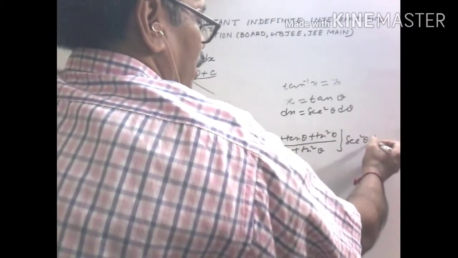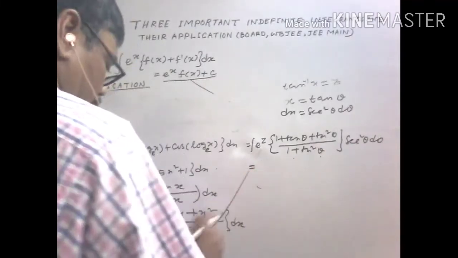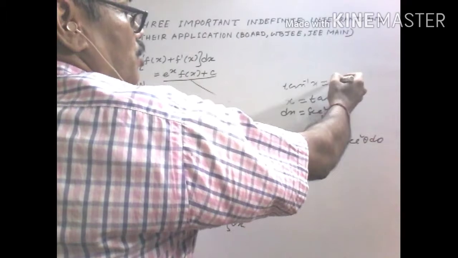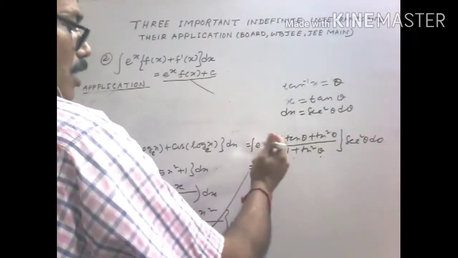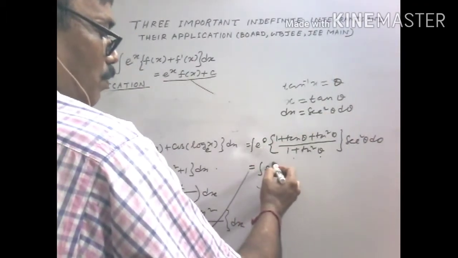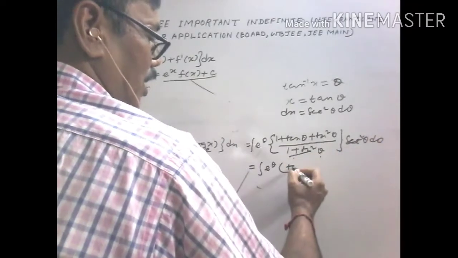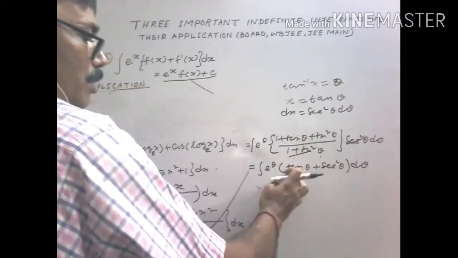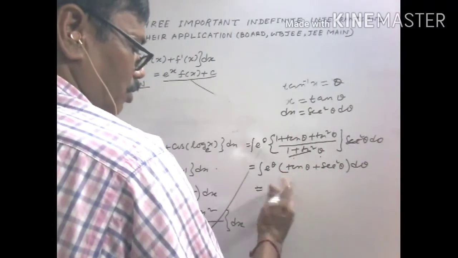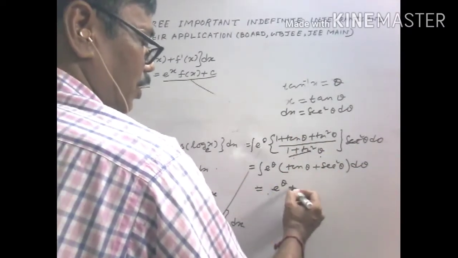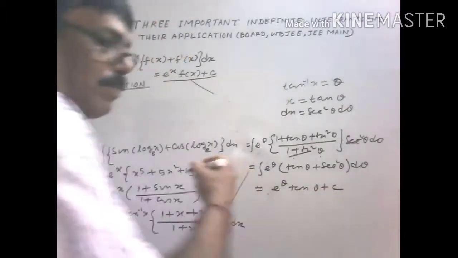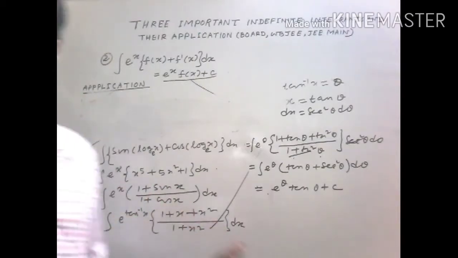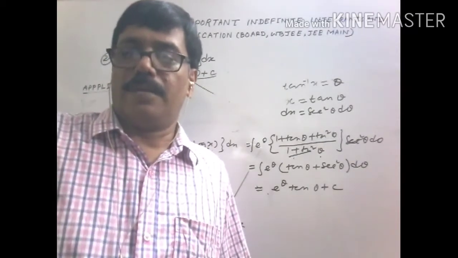Now what is sec square theta d theta? This cancels. So it is z or theta. Suppose tan inverse x equals theta. So e to the power theta, this cancels. So tan theta plus sec square theta d theta. Derivative of tan theta is sec square theta. So finally we are getting e to the power theta into tan theta. Putting the value of tan theta, we get the primitive. So these are all very simple problems of both levels.